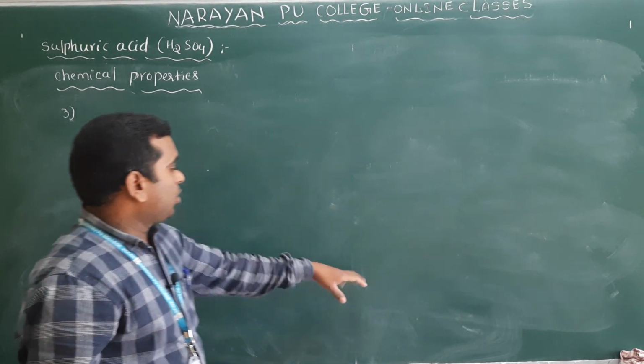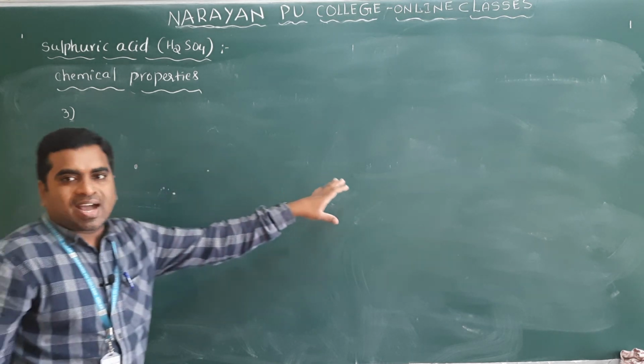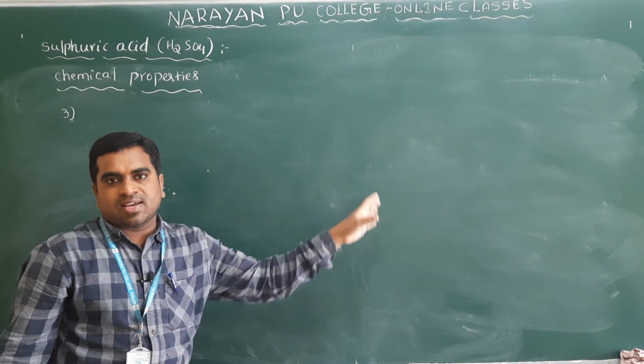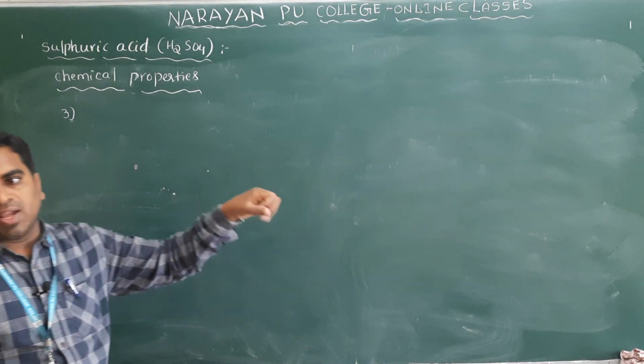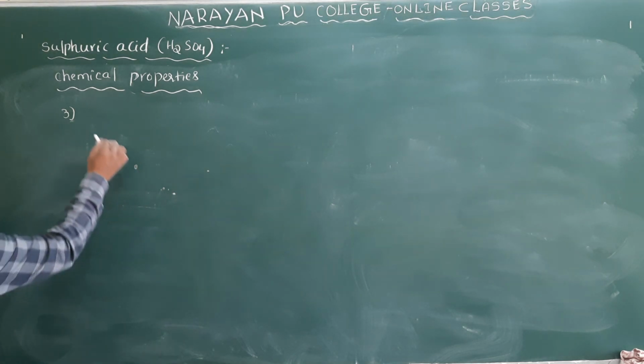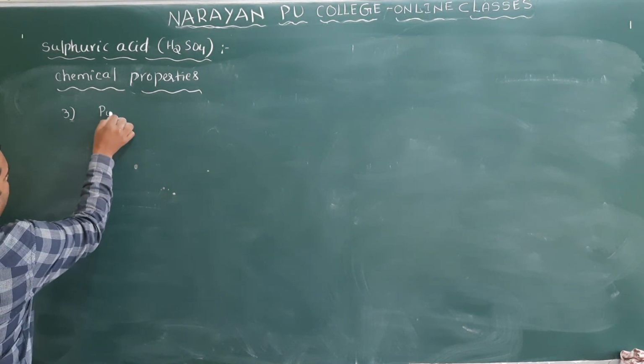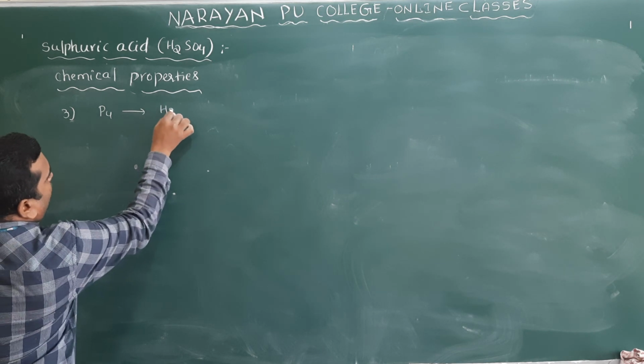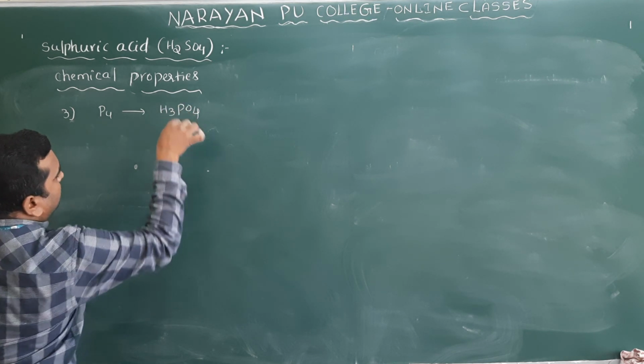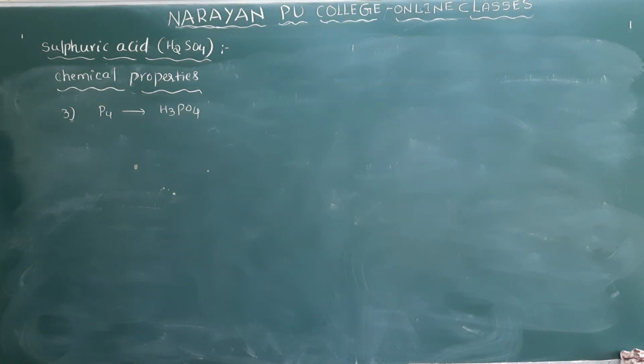Next one, third oxidizing property. I already mentioned carbon is oxidized to carbon dioxide, sulfur is oxidized to sulfur dioxide by sulfuric acid. And the third one is phosphorus is oxidized to phosphoric acid. Phosphorus is oxidized to what here? Phosphoric acid. And write the equation here.